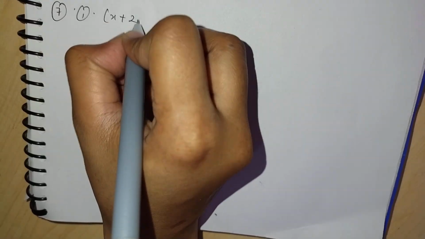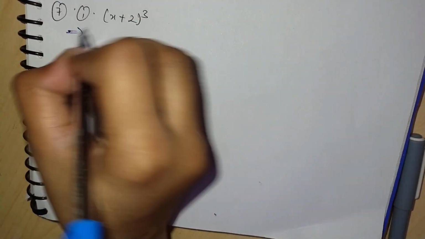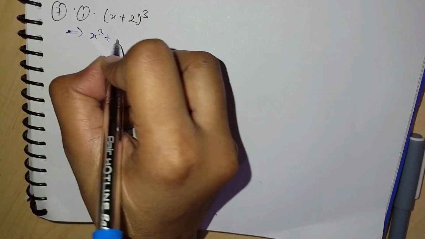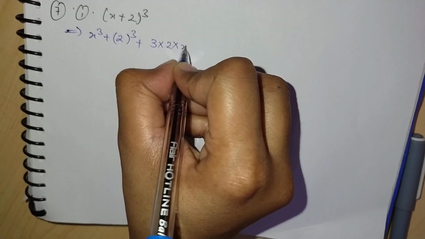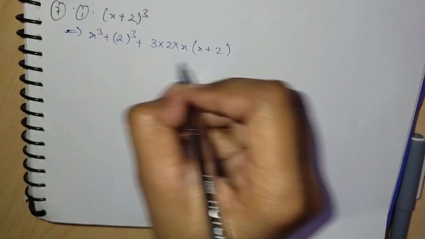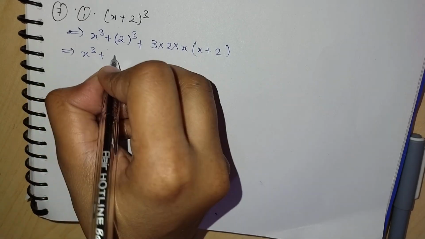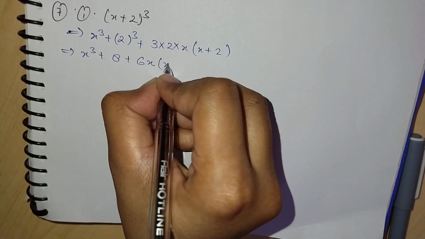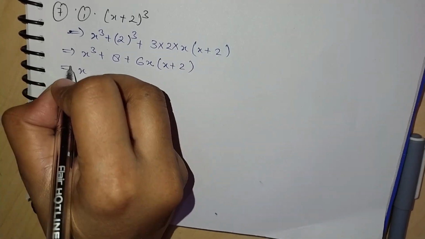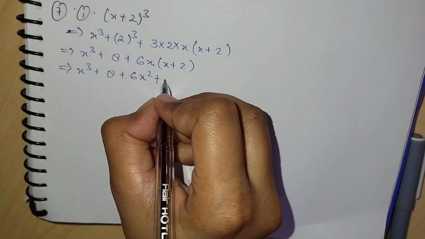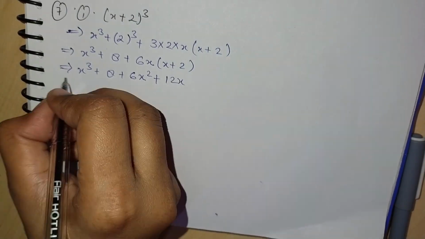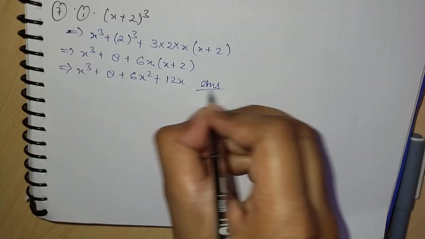Now here the 7th part is (x + 2)³. So on solving this part, we will get x³ + 2³ + 3 into 2 into x, here (x + 2). So we will get x³ + 8 + 6x(x + 2), equal to x³ + 8 + 6x² + 12x. So this is the answer of the 7th first part.